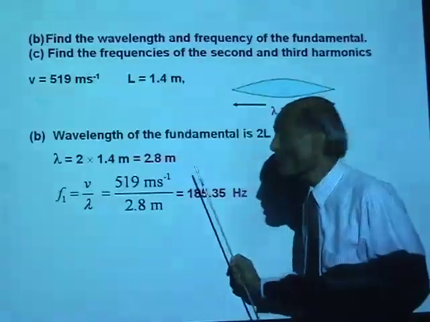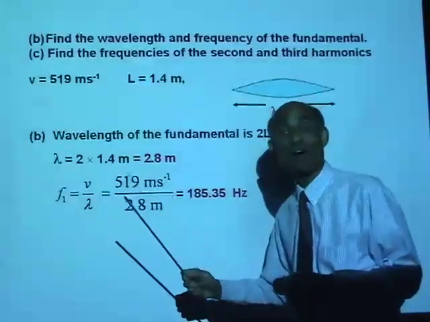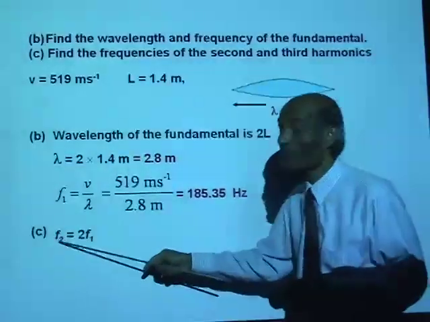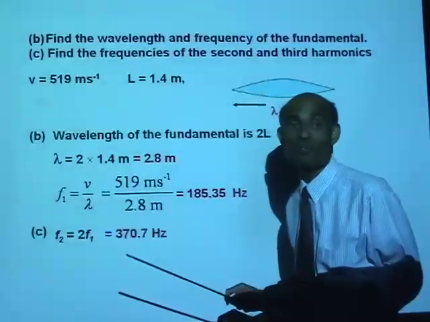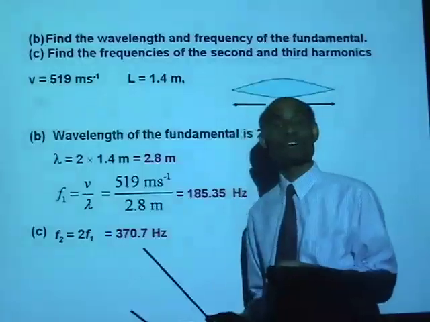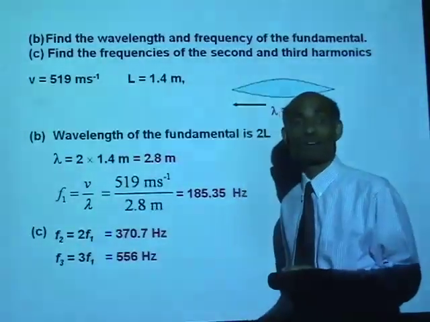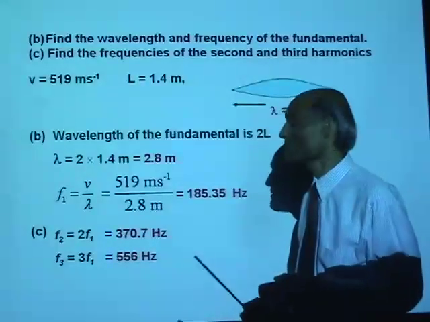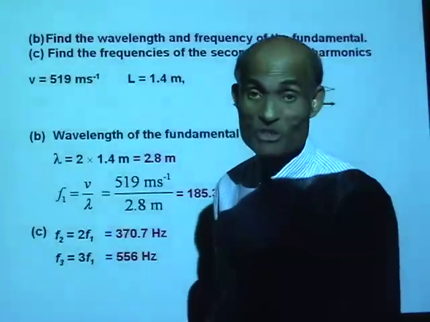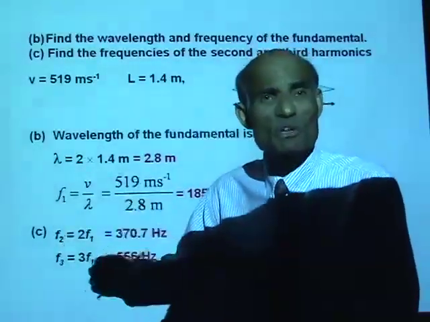The second harmonic is 2 times the fundamental. The third harmonic is 3 times the fundamental. So F2 equal to 2F1, which is 370.7 Hz. F3 equal to 3F1, which is 556 Hz. All right. Now, these kind of problems are pretty good and you must be feeling pretty comfortable doing them.